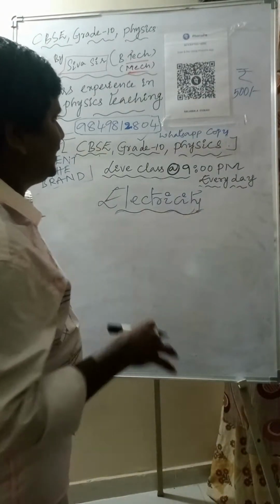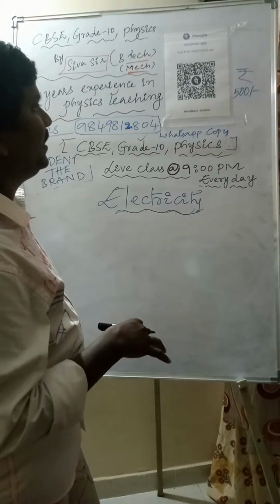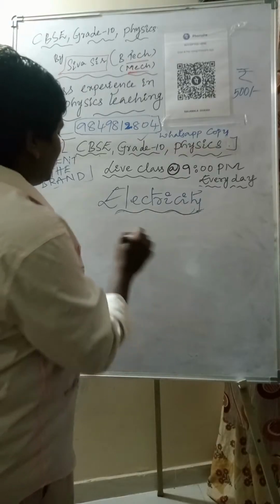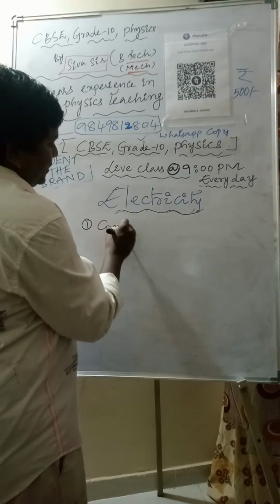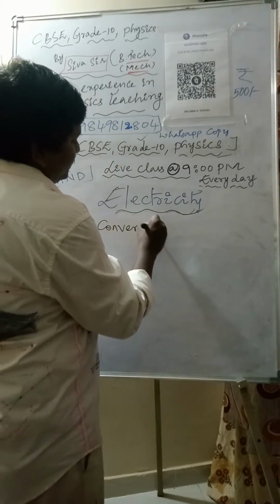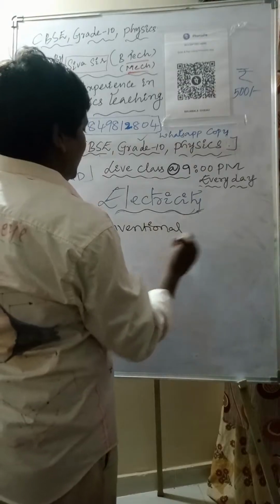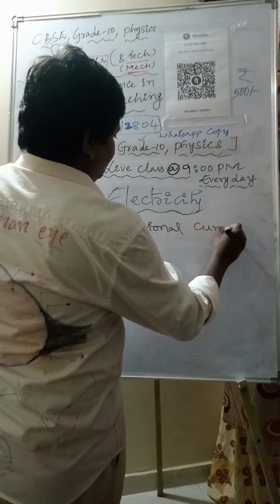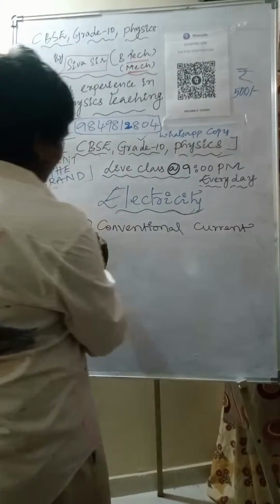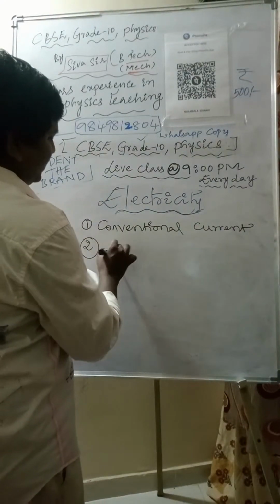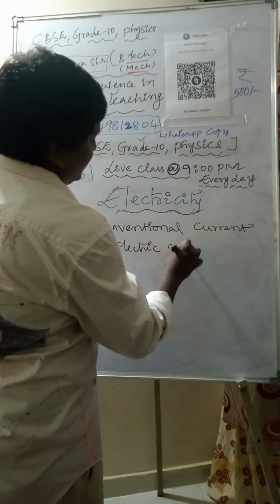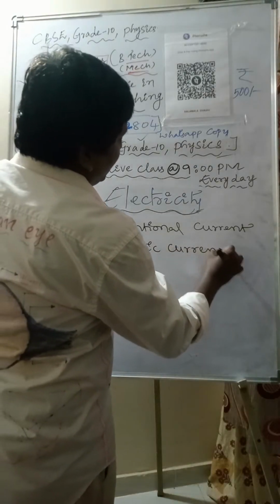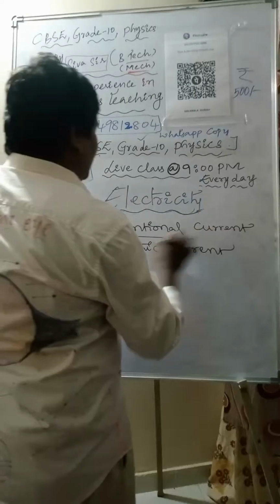So electrical appliances are completed. Then we will go to conventional current and electric current. First point is conventional current. Second one is electric current. Here, very important: conventional current and electric current.